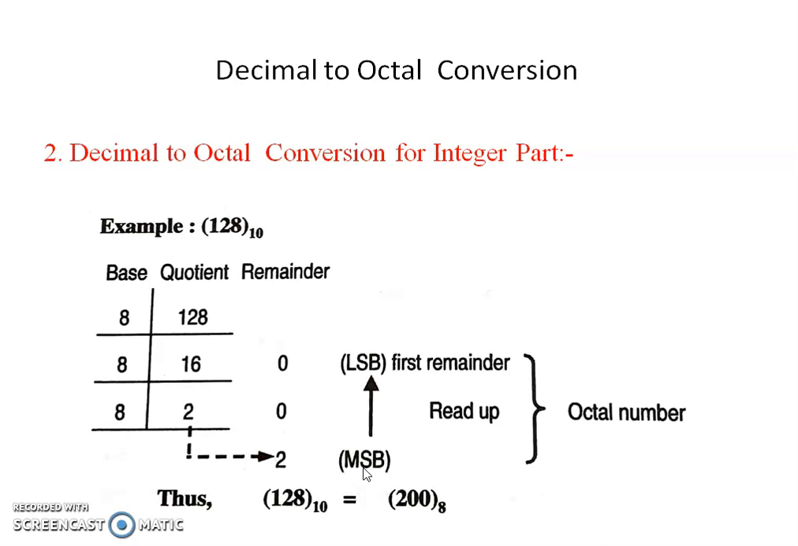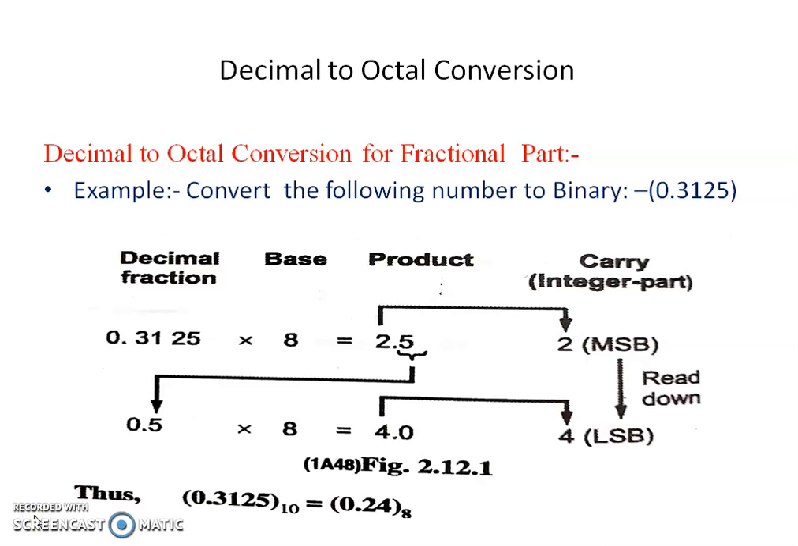The equivalent octal number is read from bottom to top. Always remember, the equivalent octal number is read from bottom to top. Now here is our answer: 128 to the base 10 is 200 to the base 8. It means we have converted decimal to octal. Now we discuss decimal to octal conversion for the fractional part.